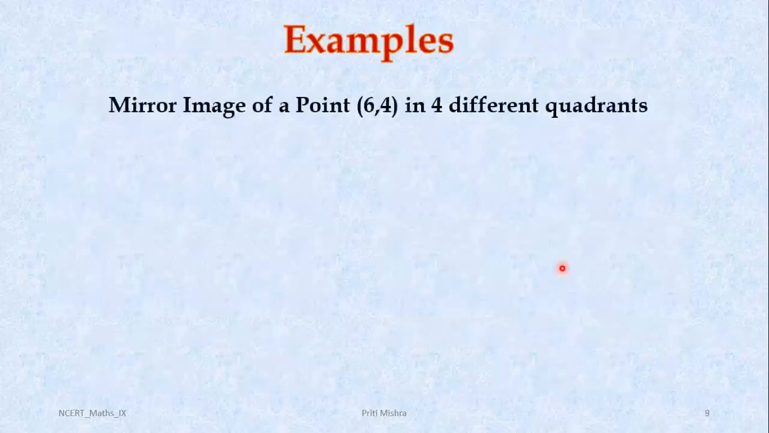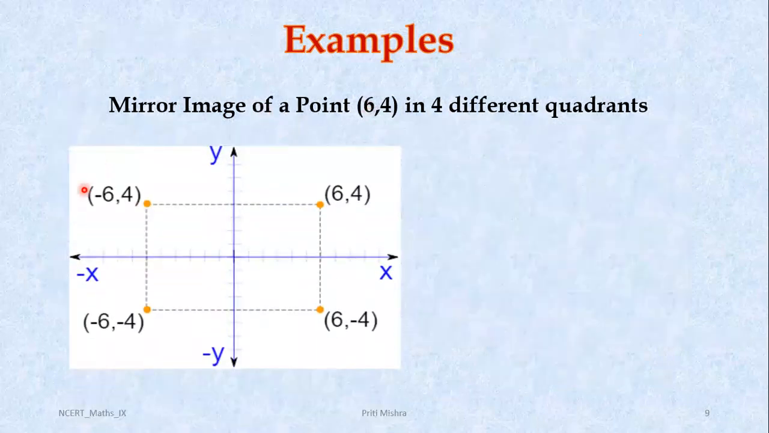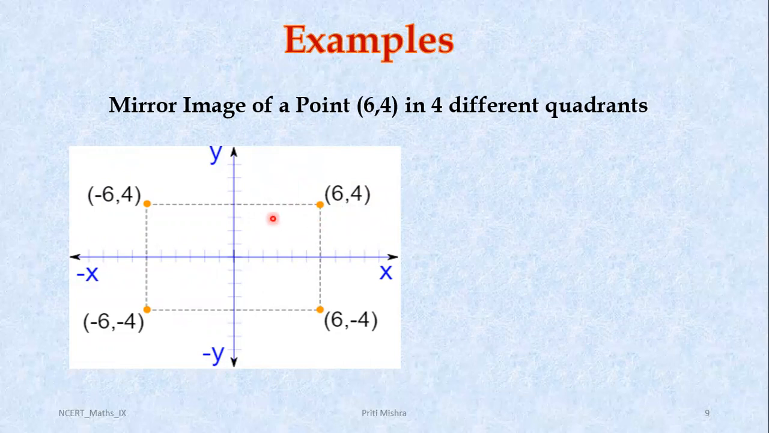Now let's have some examples. Let's find the mirror image of the point (6, 4) in the 4 different quadrants. Here you can see we have the point (6, 4), and as it has only plus convention, it is in the first quadrant only. If we have to find its mirror image with respect to the y-axis, you know well, I hope, it will be at exactly the same distance as it is here, at the distance of 6 units from the y-axis.